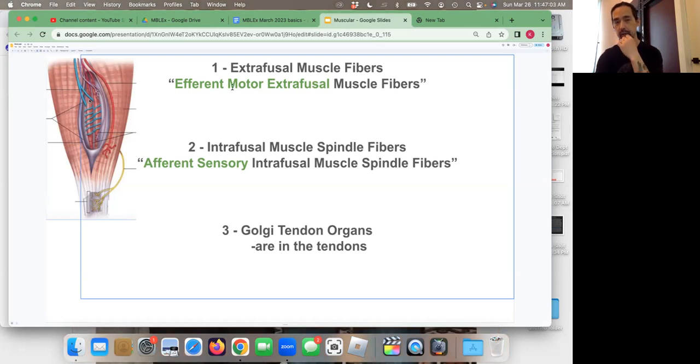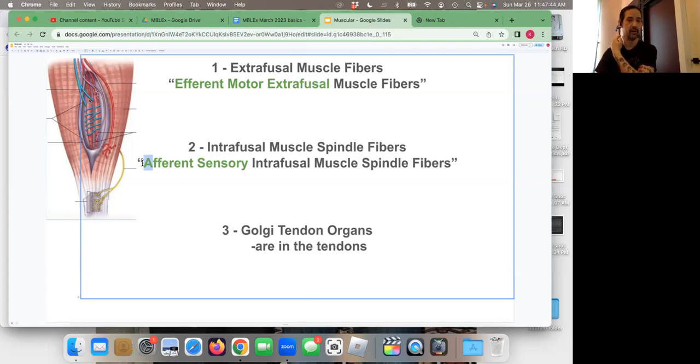So we can refer to extrafusal muscle fibers as efferent motor or as motor extrafusal muscle fibers, right? When an impulse exits the central nervous system and travels through the motor nerves into the bicep, it's exiting the central nervous system, letter E, so efferent, letter E, it's an efferent impulse. When the intrafusal muscle spindle fibers sense a stretch on the biceps, it sends a sensory impulse through the nerves into the central nervous system, and it arrives at the central nervous system, arrives, letter A, afferent.